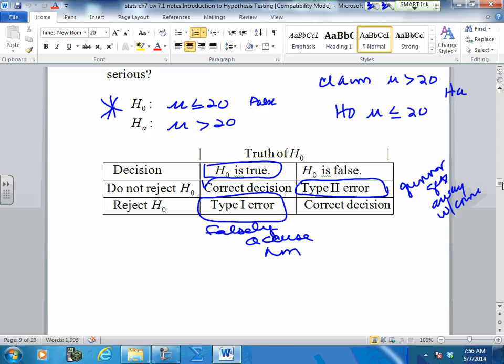He gets away with the crime. And now you just keep stealing money. Okay, so therefore, which error is worse? In this case, which error is worse? Falsely accused, type 1. Falsely accused, type 1.